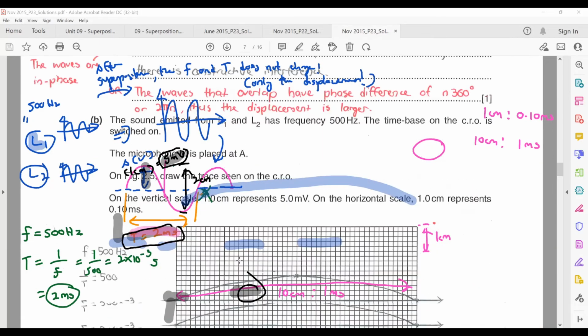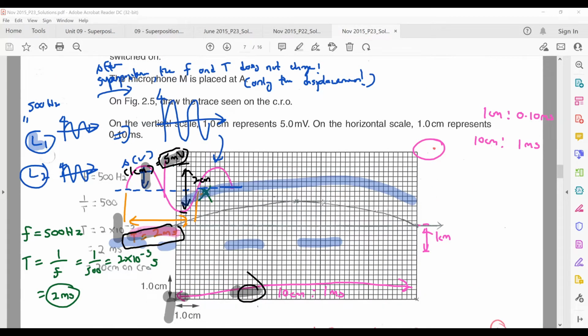So when I want to translate it to the CRO screen here, they also already say that 1 centimeter is 5 millivolts. So 5 millivolts from the previous CRO screen translated to this trace will also still be 1 centimeter. There's actually no change. That's the one thing to notice here. Other than that, everything should be fine. So I think we just stop here for the double slit. There are actually a lot more examples to do, but we can do them later on slowly. So this question is all right.